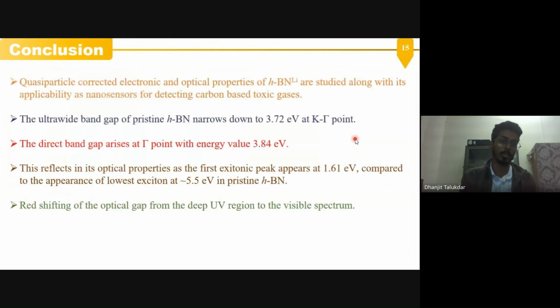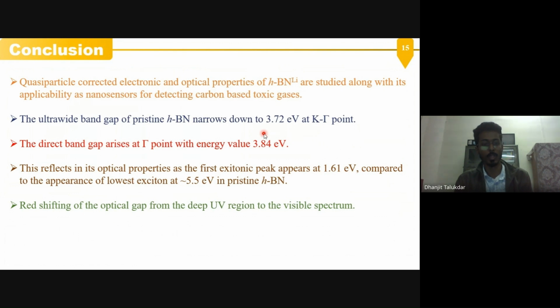Coming to the conclusion, what we have done here is include quasi-particle corrected electronic and optical properties of lithium-doped hexagonal boron nitride. We see that the ultra-wide band gap of the material narrows down to 3.72 electron volt at the K gamma point. The direct band gap arises at the gamma point with an energy band gap of 3.84 electron volt.